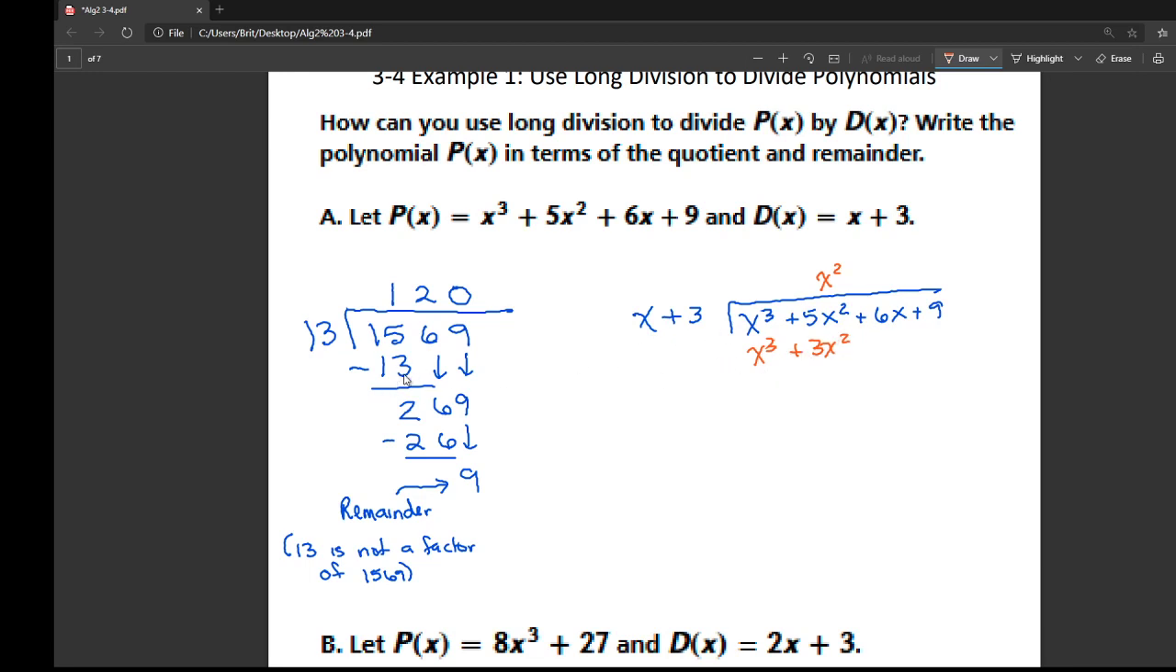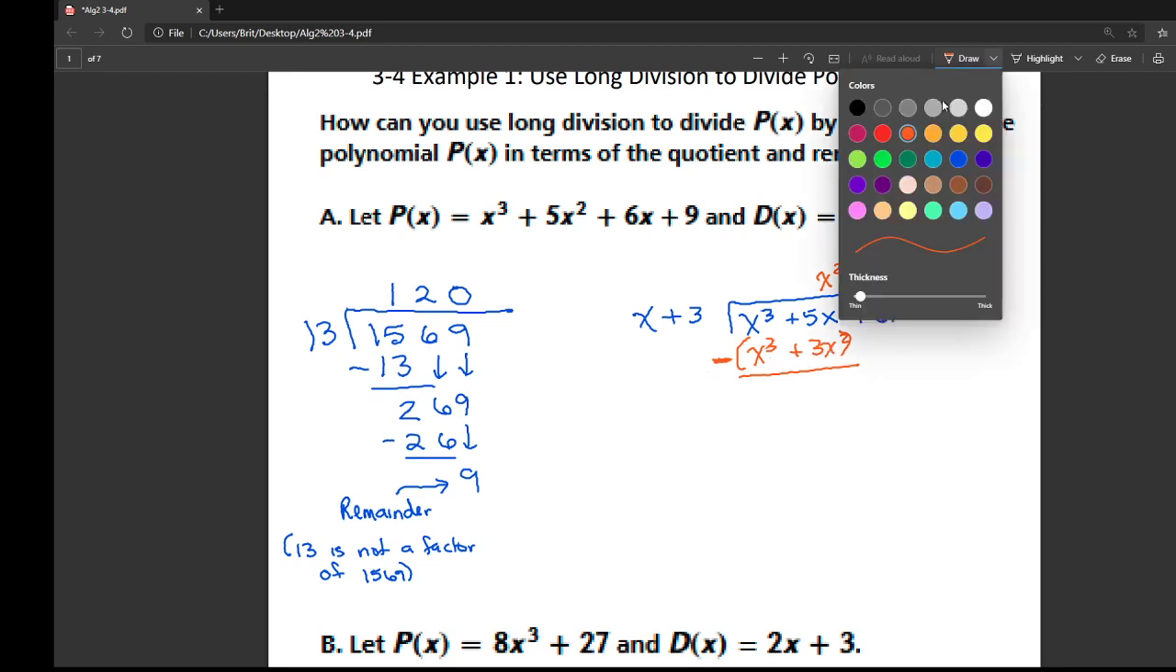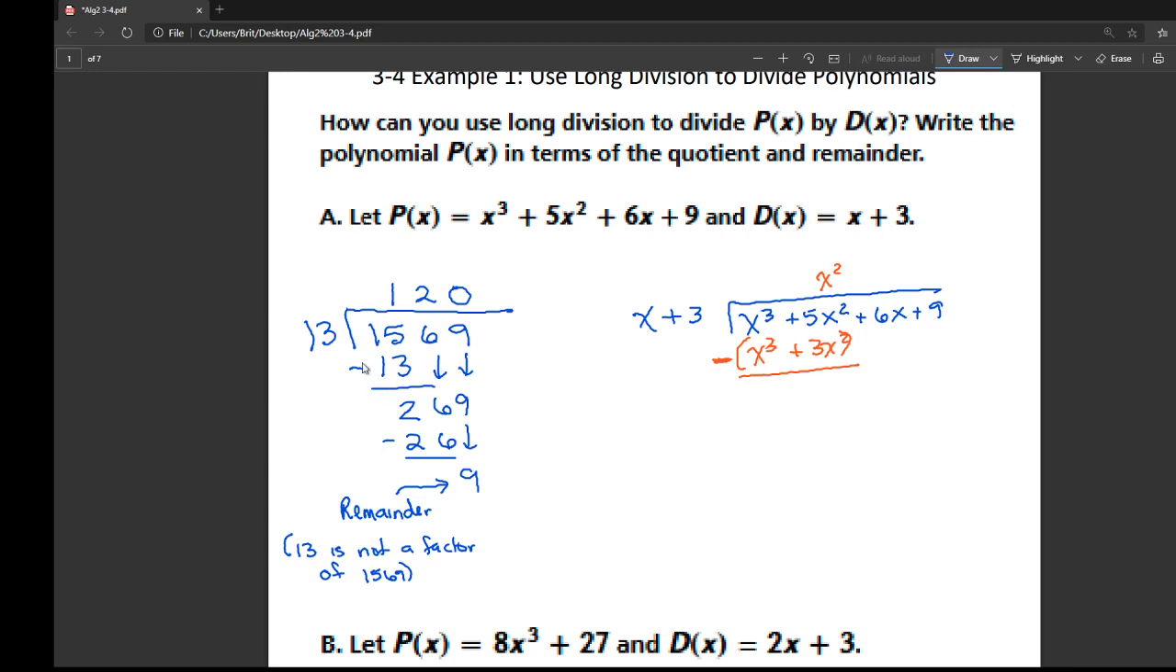So just like over here where I had to subtract 13, I'm going to have to subtract this polynomial. Now the biggest mistake that kids make when they go to do this is they forget to subtract all of the terms here. But just remember, with our old division, I wouldn't subtract the 1 and add the 3. So I need to make sure that I do it to both of the terms. So x cubed minus x cubed cancels out. And 5x squared minus 3x squared is 2x squared. And then I'm going to bring down the rest of my stuff.